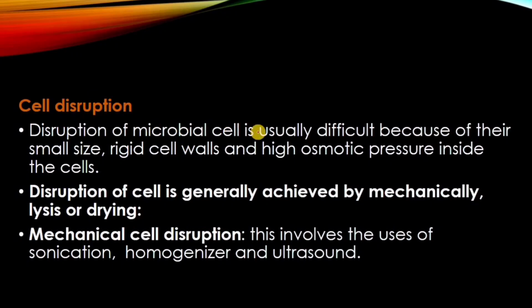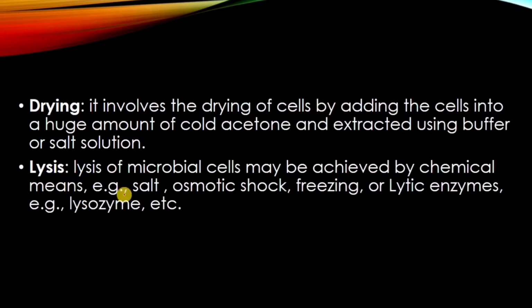Disruption of microbial cells is usually difficult because of their small size, rigid cell walls, and high osmotic pressure inside the cells. Disruption of cells is generally achieved by mechanical lysis or drying. Mechanical cell disruption involves the use of sonication, homogenizer, and ultrasound. So these are the mechanical cell disruption steps. Now the other one is drying.